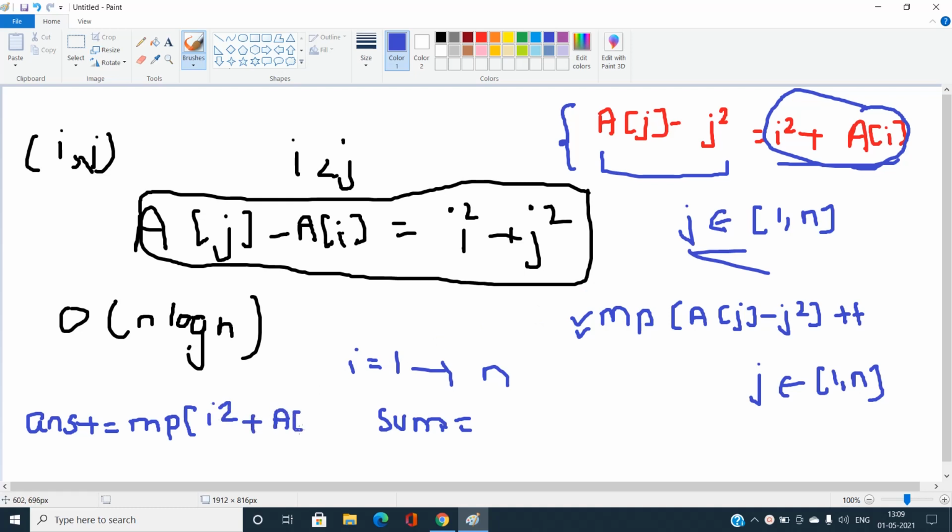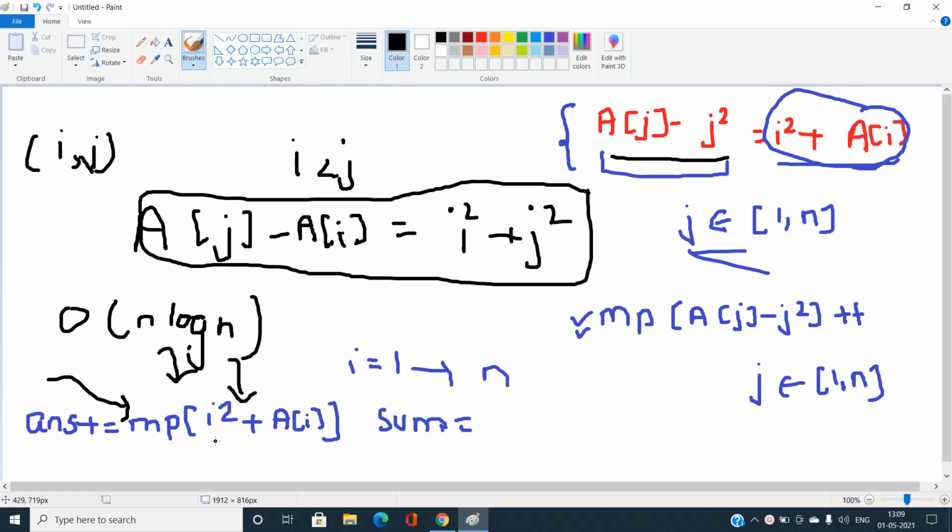Why am I going to do this? The reason is quite simple. You can easily see I have already stored aj minus j square in the map, and if I am trying to find the I square plus ai value in the map and it exists, it means that there are certain indices j present in my array already, such that this yields a non-zero value, and my answer would be incremented by the count of that value.